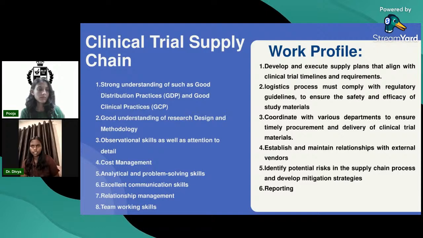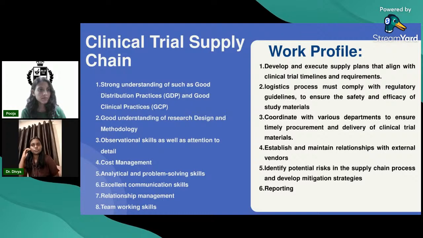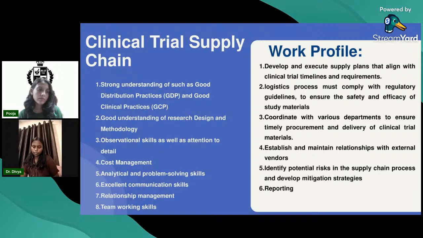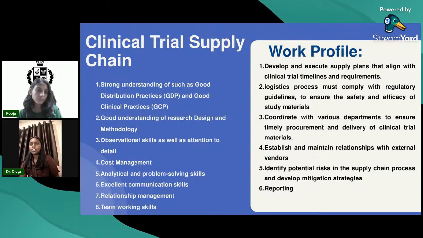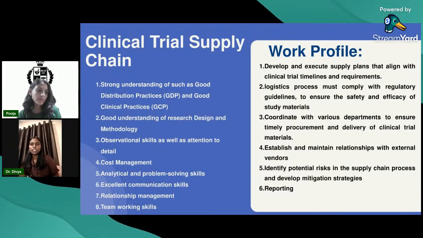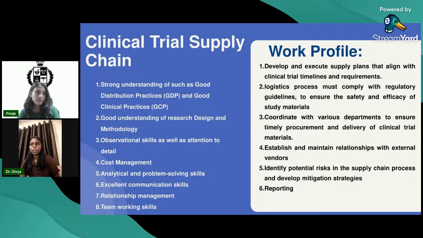You should understand the research design. You should have observational skill. You should have cost management skills. Why do I tell you cost management? You might think you have a very big budget for a clinical trial, but you can't just spend the whole budget on one single thing. You should be aware of what each thing is worth. These are the people who will tell you how to do cost management. Next are analytical and problem solving skills, excellent communication skills, relationship management, and teamwork skills.